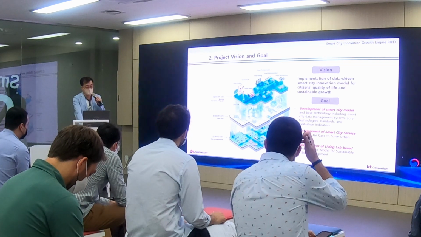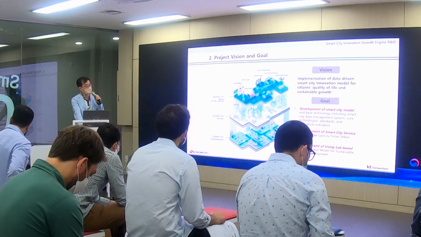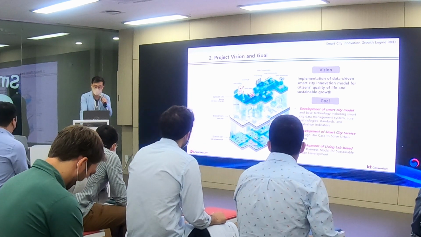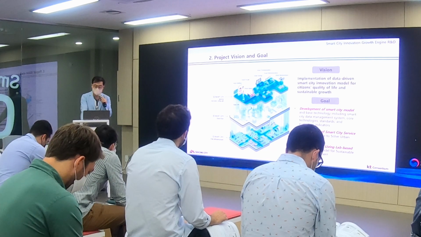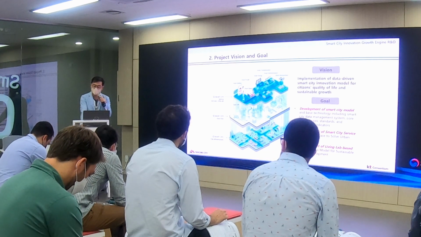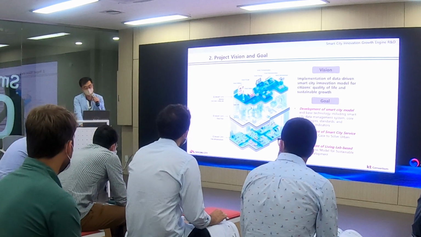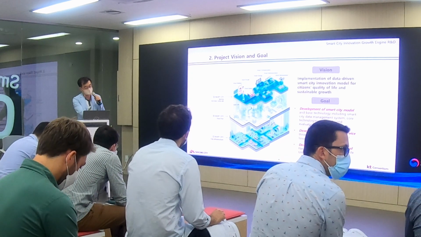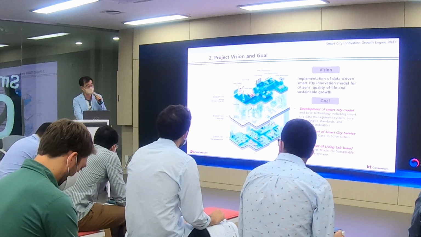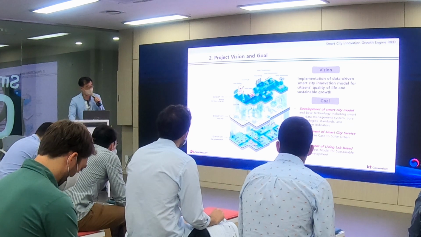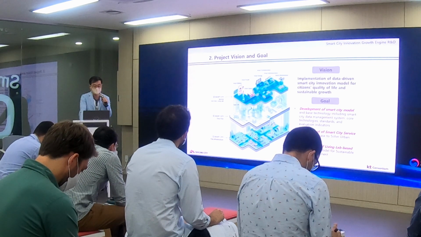Project vision and goal. The vision is implementation of a data-driven smart city innovation model for citizens' quality of life and sustainable growth. Data-driven means data using, or data-based. Developing a smart city model and smart city services for citizens are key factors for success of a smart city, and developing a living lab is another key factor for a sustainable smart city.